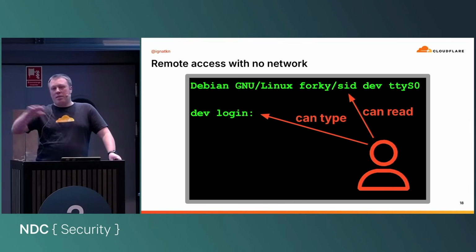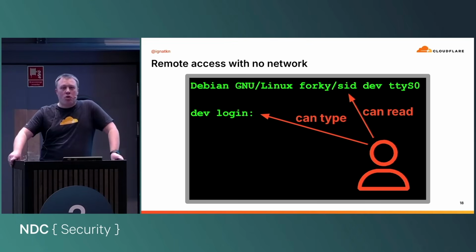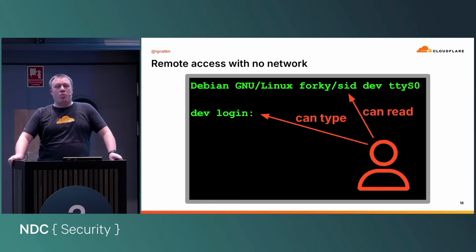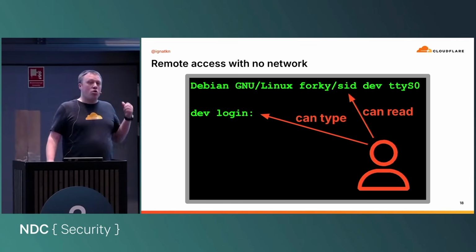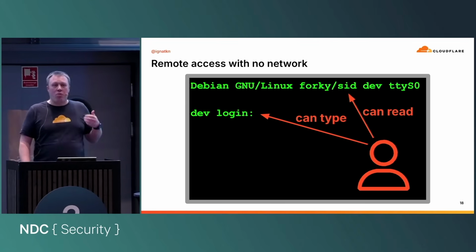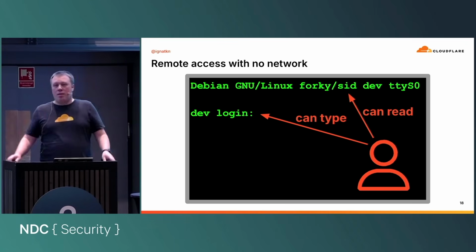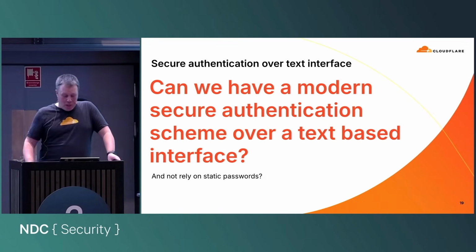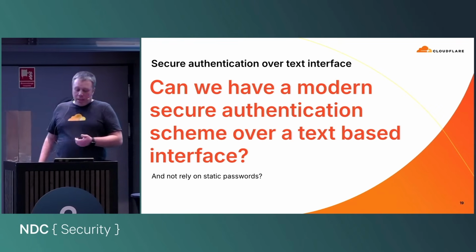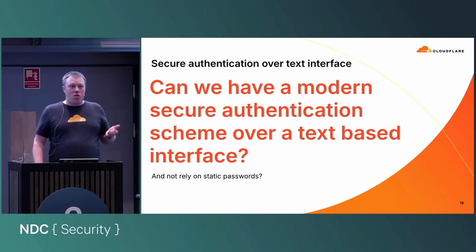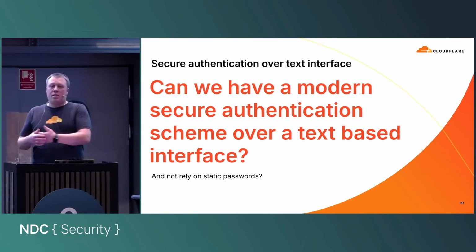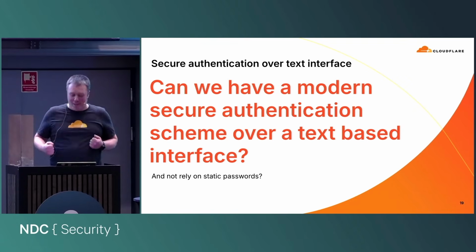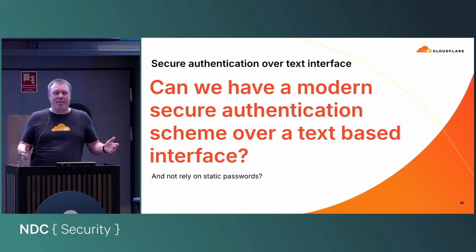Because you can design as secure protocols for normal access as you want, but while you have this, an attacker can use it somehow to get access into your system. And usually emergency access is very often overlooked when assessing security postures as well. So the big question we're trying to solve here is, can we have a modern secure authentication scheme over a text-based interface where you can only see and type? Okay, clear?